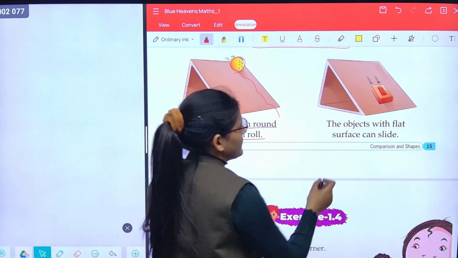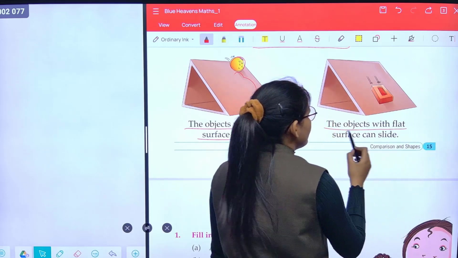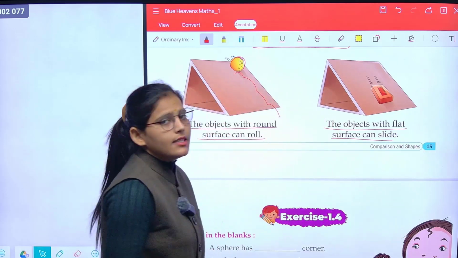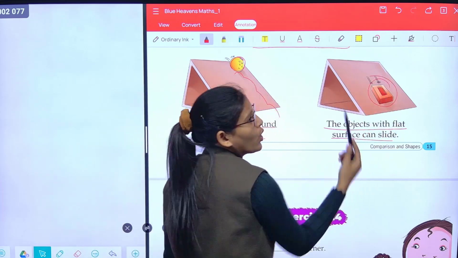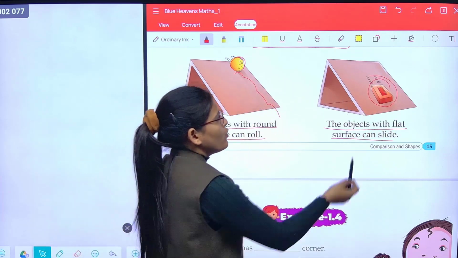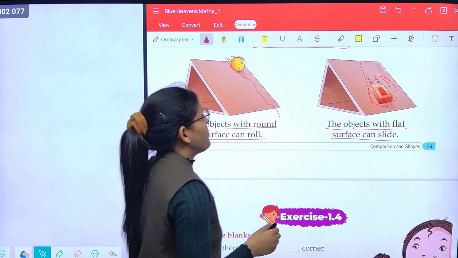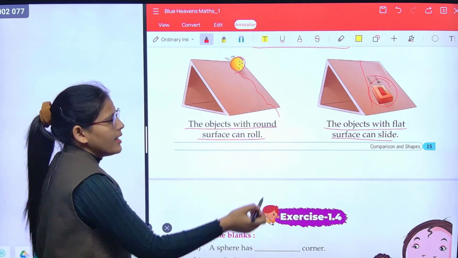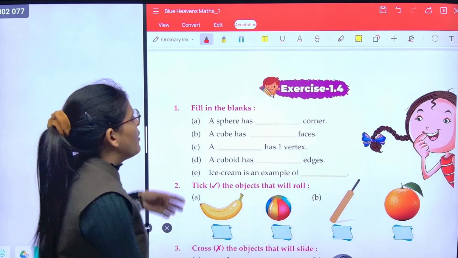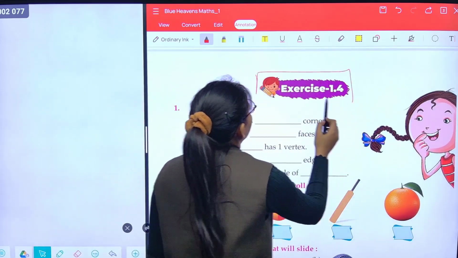Then ठीक है see. Now the object with flat surface can slide. जिसका surface क्या होता है? Flat होता है. Like brick, book. ओके, सो क्या होगा? स्लाइड करेंगे. और जिनका सरफेस राउंड होगा, गोल होगा, तो वो क्या करेंगे? रोल करेंगे. अंडरस्टैंड क्लास? नाउ क्लास कम ऑन एक्सरसाइज 1.4.